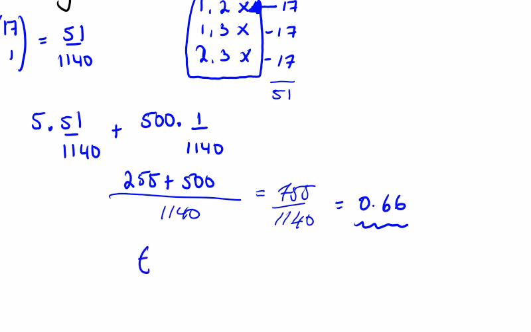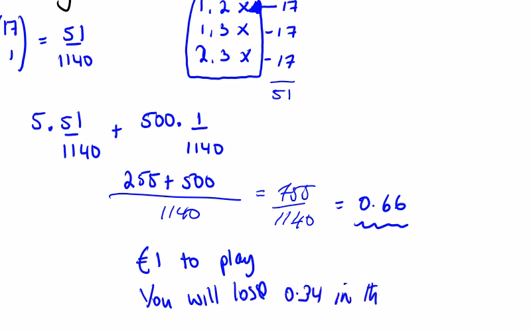So if this game is €1 to play, you will lose 0.34 in the long run. So every game you will lose and the dealer has to pay out 0.66. So probably a fair enough lotto for a club where the club wins some money and people don't lose too much.